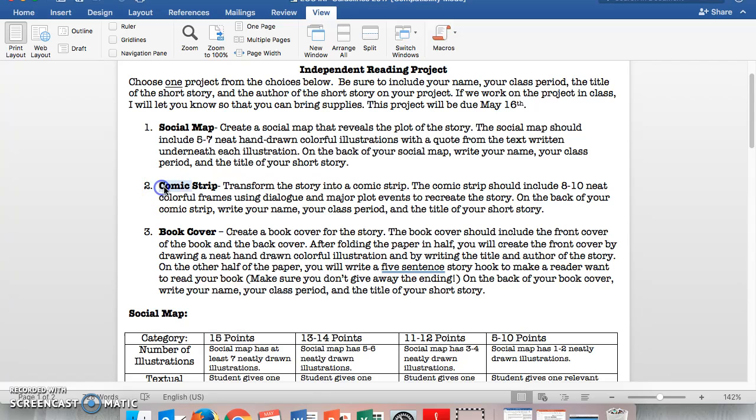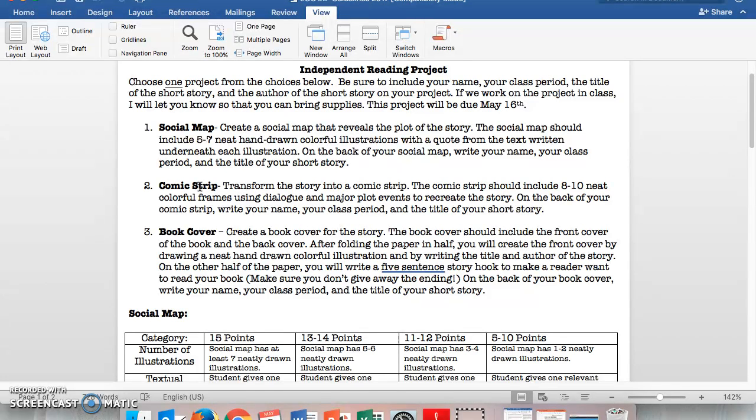The next one is your comic strip. It says transform the story into a comic strip. The comic strip should include 8 to 10 neat, colorful frames using dialogue and major plot events to recreate the story. On the back of your comic strip, write your name, your class period, and the title of your short story. Notice we're establishing a pattern here.